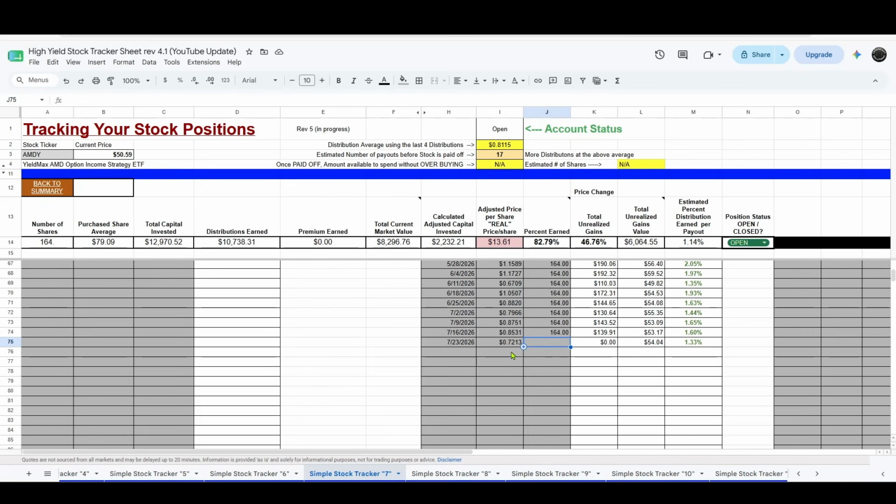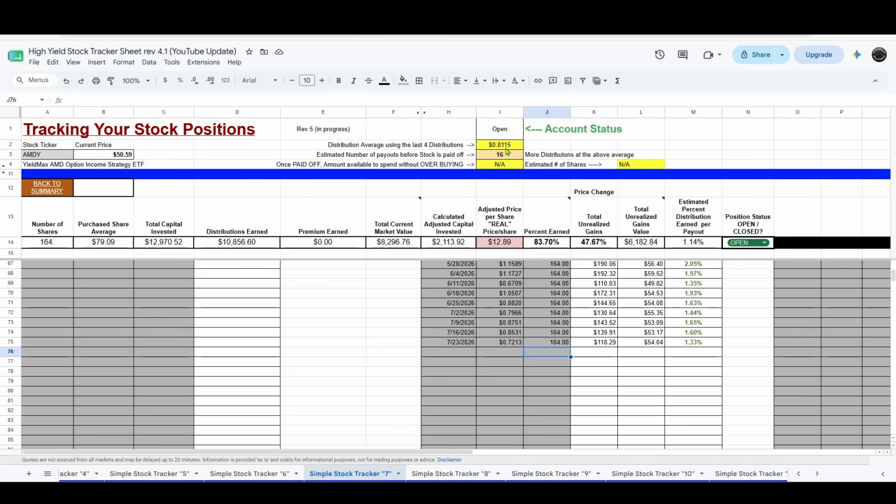For AMDY, we earned 72 cents this week, and I have 164 shares, which is going to lower that real price per share of $13.61 down to $12.89. So you can see if I were to sell all these shares of AMDY at the current price, I would make $6,182. And if you look at the top up here, for the last 4 distributions, the average is 81 cents. But if we would keep that 81 cents or above, then I could get this one paid off in about 16 more distributions.